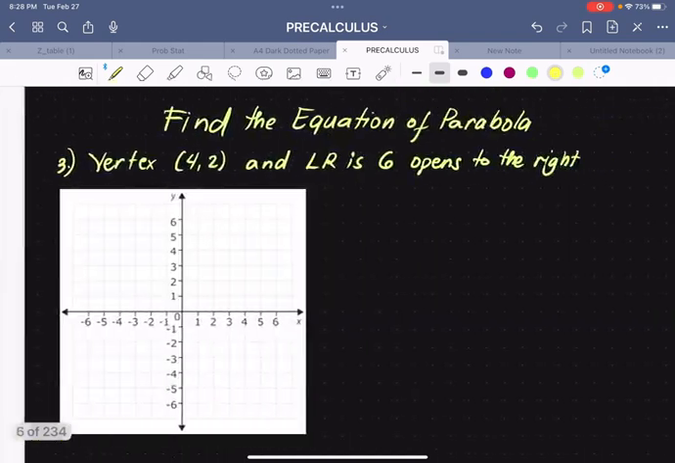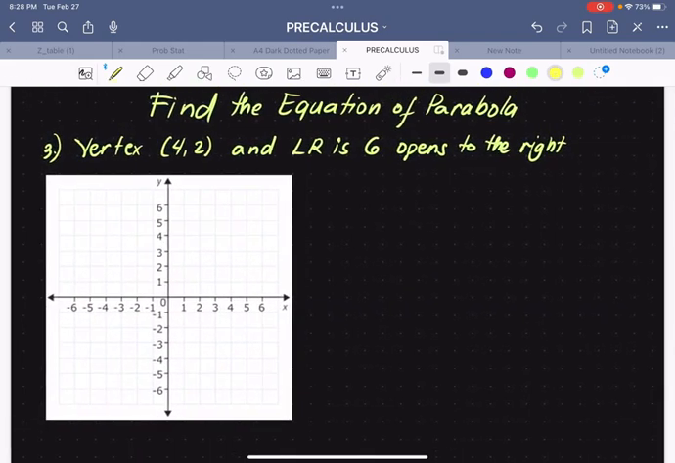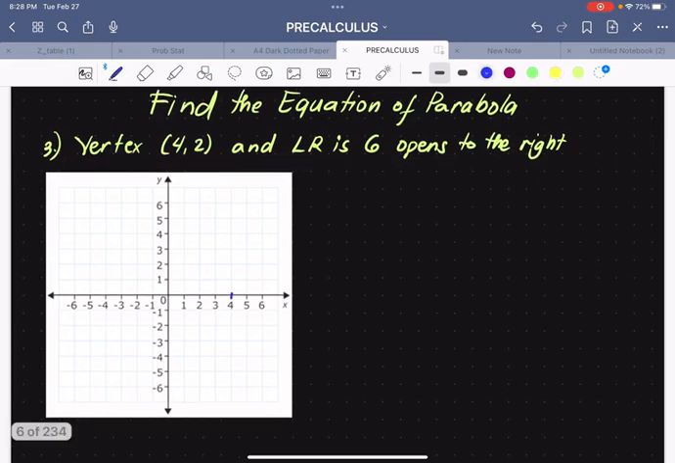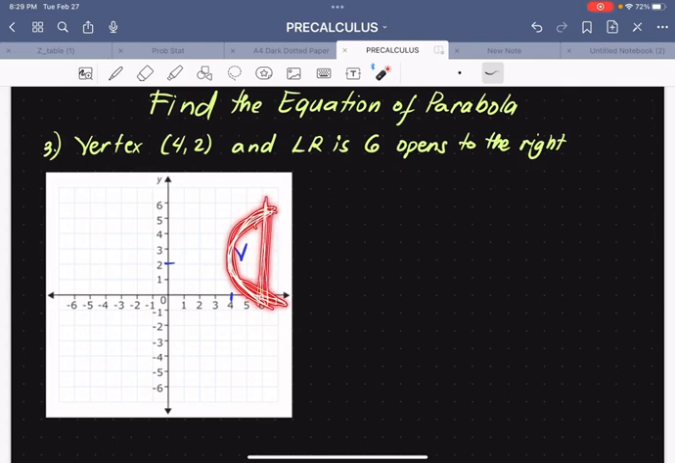Okay, next, number 3. Find the equation of the parabola. The vertex is (4, 2) and the latus rectum is equal to 6, opens to the right. Okay, so let's plot the given. The vertex is located at 4, 2. So here, the vertex is here, 4, 2. And the latus rectum is 6, that opens to the right.